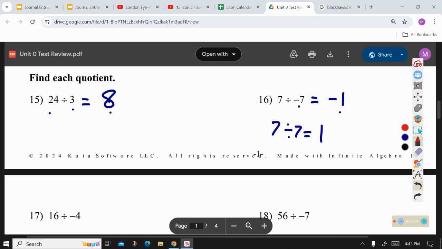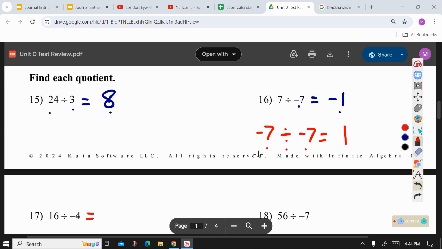Okay, so the point that I'm trying to make is what would happen if I had -7 divided by -7, okay, and that is +1, okay, because a negative divided by a negative makes a positive. So the rules work the same way as multiplication. Okay, so here what do we got? 16 divided by -4.